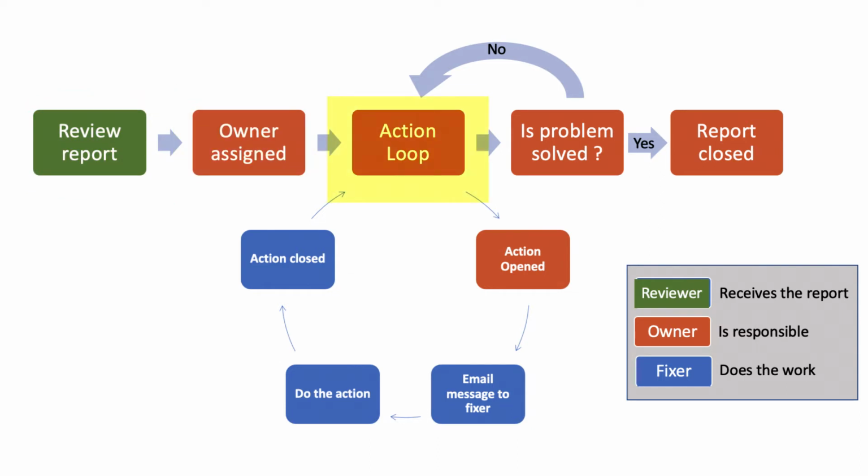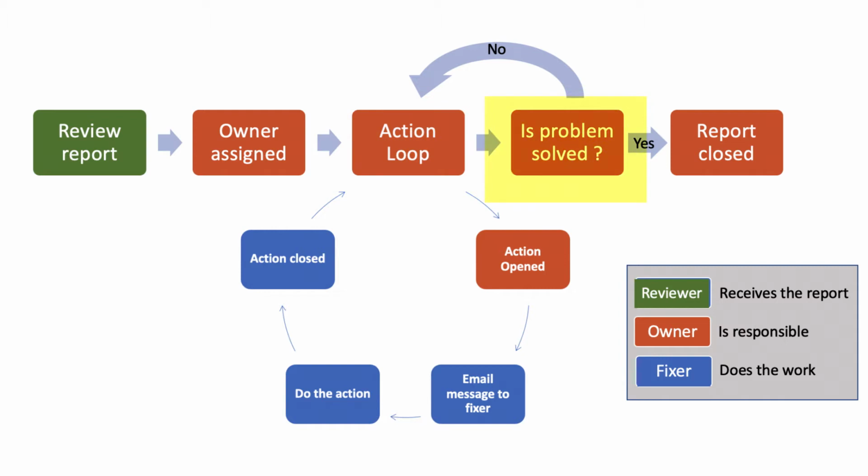The owner decides what needs to be done and the due date, and then assigns it to the right person. This person is called the fixer. He gets an email notification about what needs to be done, he carries it out, and then he closes the action in the Proactively system. The owner sees that the action has been closed.